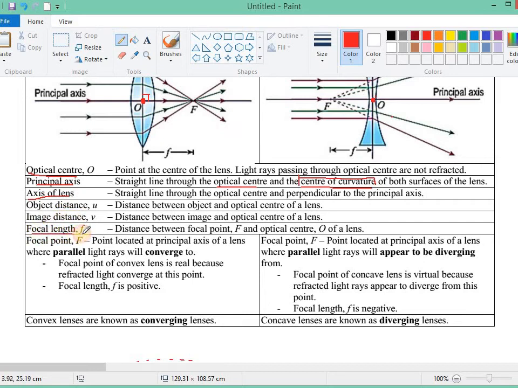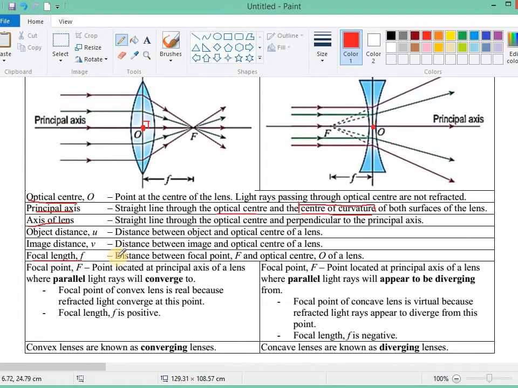Alright, so next is the focal length. Focal length is the distance between the focal point and the optical center of a lens. So this is the focal point. Here to here, this is the focal length. The symbol for focal length is a small f, italic small f. The concave lens also has a focal length.